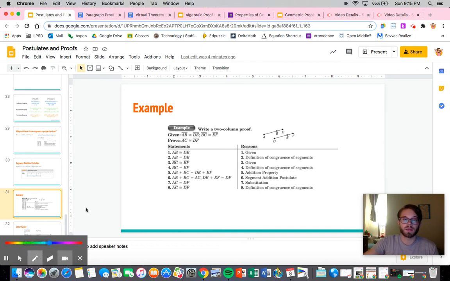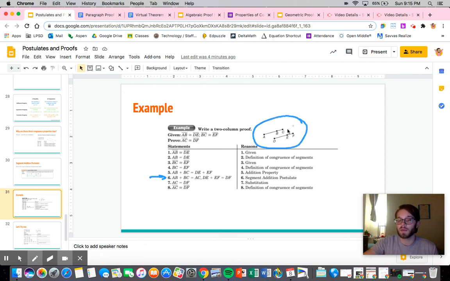This step right here, that's where we're using the segment addition postulate. And that's coming right from up here that we can see visually: AB plus BC equals AC, DE plus EF equals DF. And that is ultimately what we then substitute for, right? We know that this was equal to that, therefore I can just substitute that with AC. This was equal to this, so I can substitute this with DF, and that's where I got to substituting, all right?